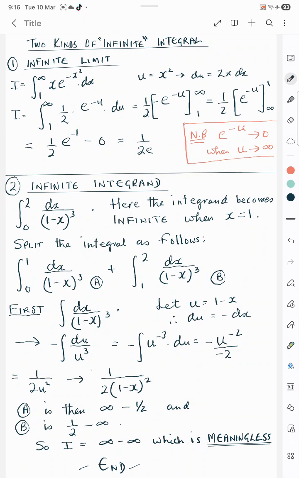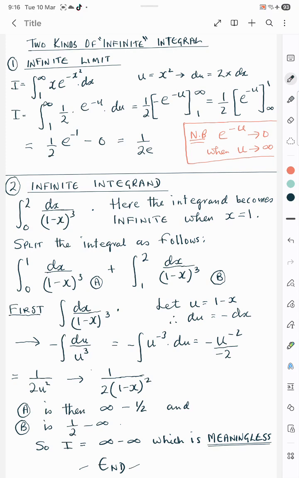Right. In this episode, we want to deal with two kinds of infinite integral. And the first type is when one of the limits, or both of the limits, is infinite.